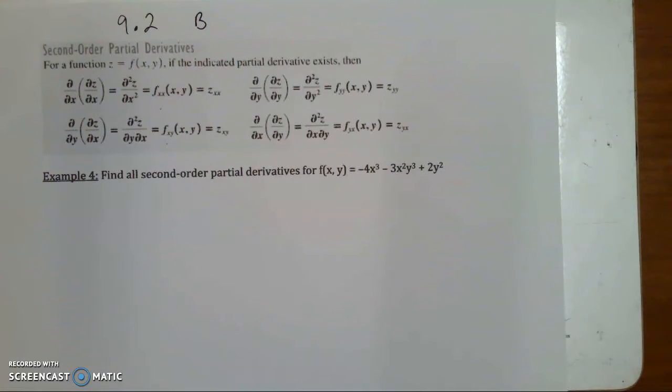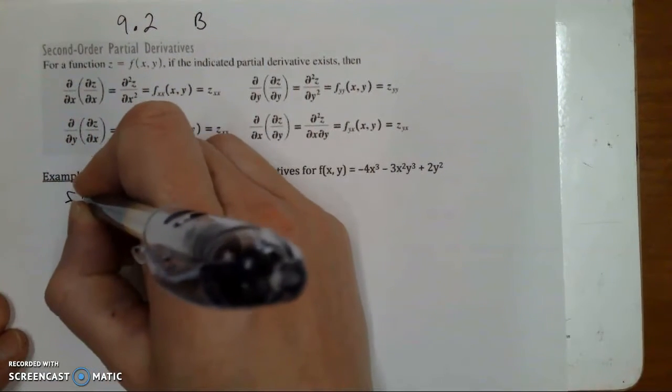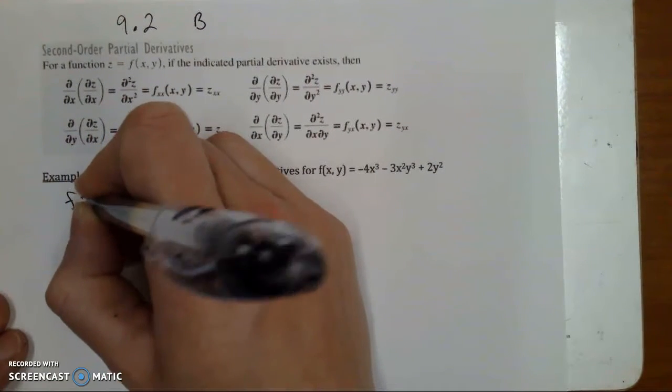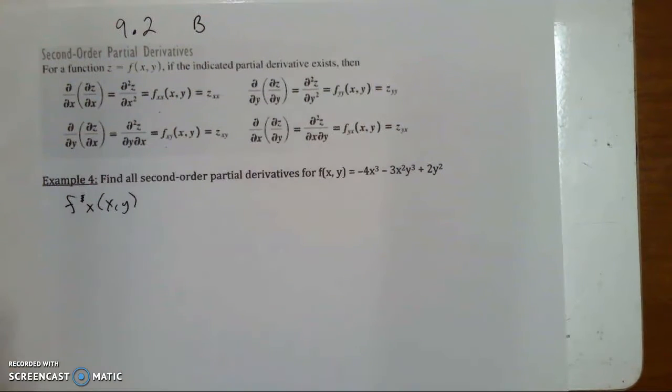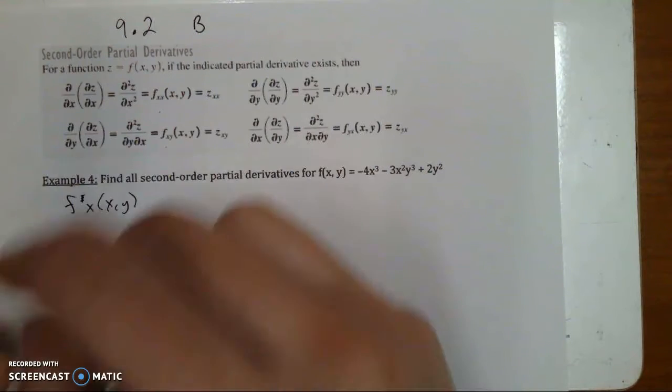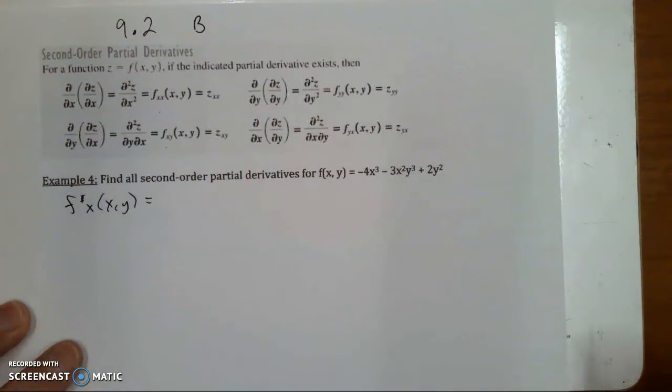Now, you won't have to do all 4 of them on a test, but let's go ahead and find all 4 of them here so that we can get some practice. So here I have my function negative 4x cubed minus 3x squared y cubed plus 2y squared. Now, just like when we did regular derivatives for partials, we've got to find that first partial first, and then we can find the second order. So let's find the partial at x.